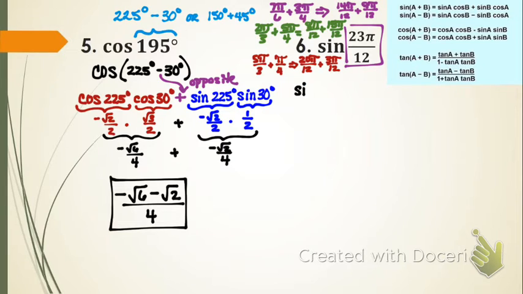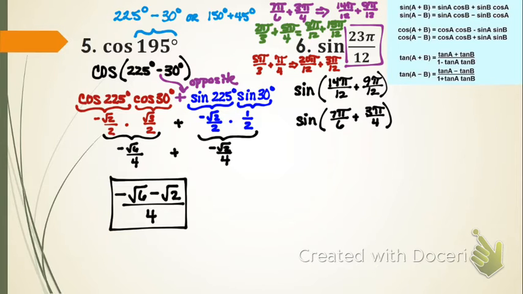So I'm going to rewrite this as sine of 14 pi over 12 plus 9 pi over 12, which would reduce to 7 pi over 6 plus 3 pi over 4. So far, so good? All right.